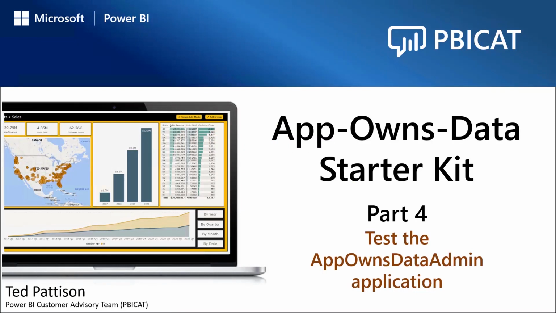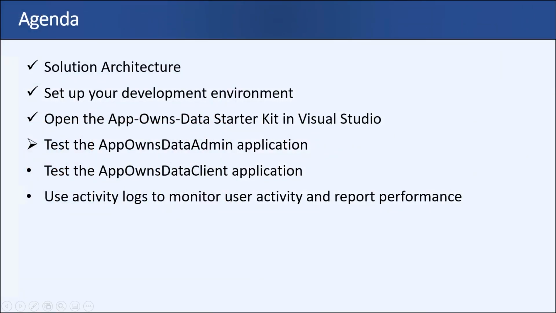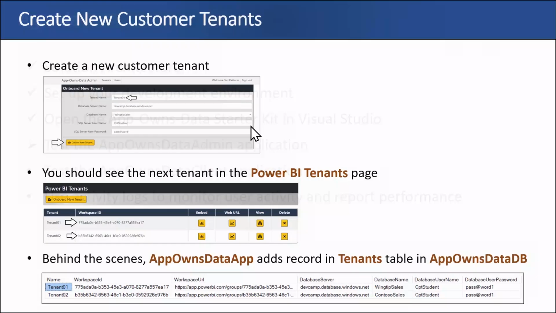We're now on to part 4 of the App Owns Data Starter Kit video series. In this video, we're going to test the App Owns Data application. In our previous video, in part 3, we opened the App Owns Data Starter Kit in Visual Studio, and we configured the AppOwnsDataAdmin application, and we created the AppOwnsDataDB database. So now we're ready to move ahead and test the application.